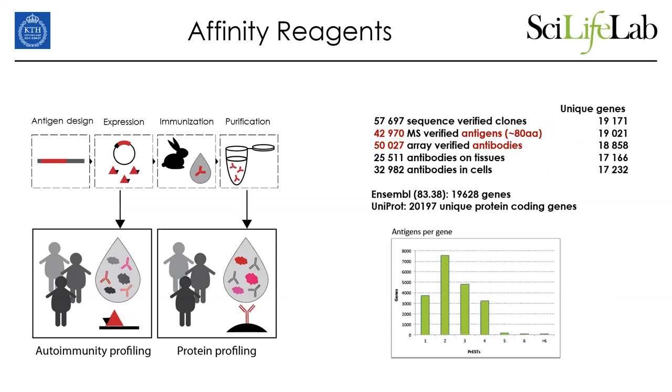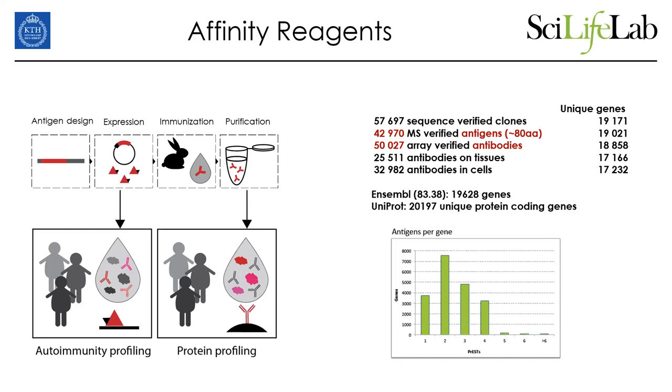Yes, and in the beginning, most of it was based on the production of antigens to make antibodies to do immunohistochemistry to map the location of these proteins. So a lot of antigens have been designed, a lot of antibodies have been produced. There's about 43,000 different antigens corresponding to about 19,000 genes, which means that we have about 2 antigens per gene, at least. And there's also about 50,000 array-verified antibodies. And all these affinity reagents are available to us.